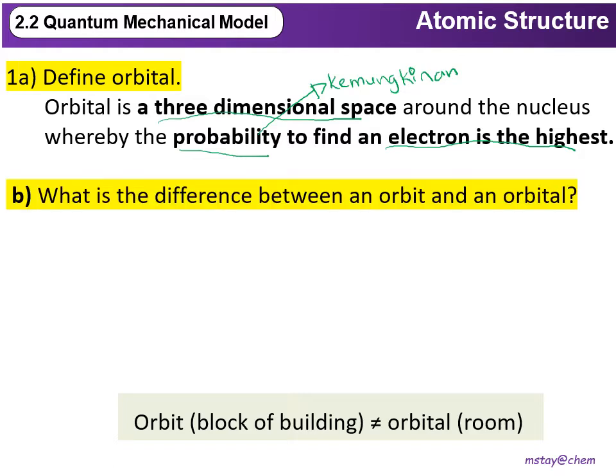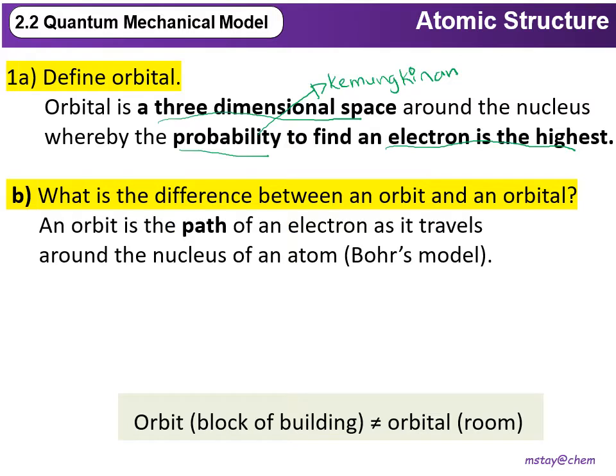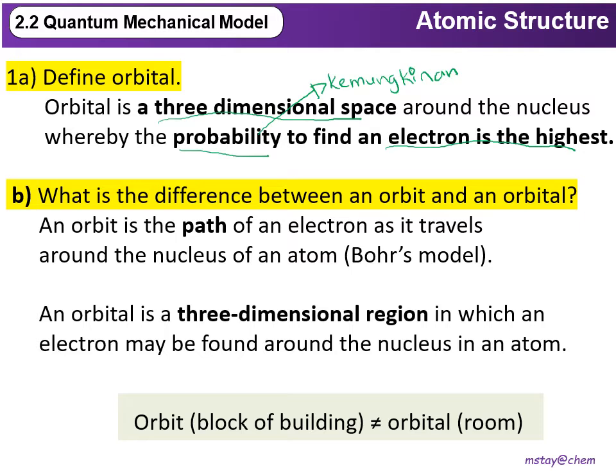Don't mix it up with the orbit that we learned in chapter 2.1. Let's see what is the difference between orbit and orbital. An orbit is a path of that electron, where the electron can move around. Like we just mentioned, an orbital is only a three-dimensional region in which an electron may be found around the nucleus.